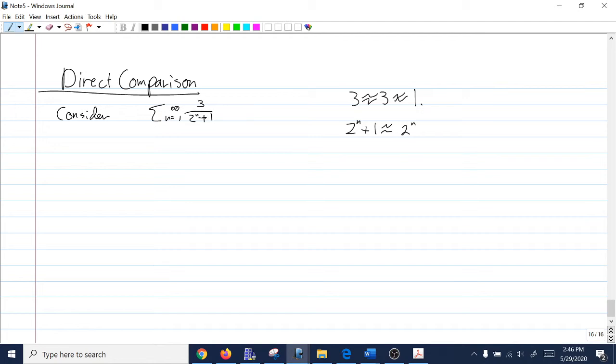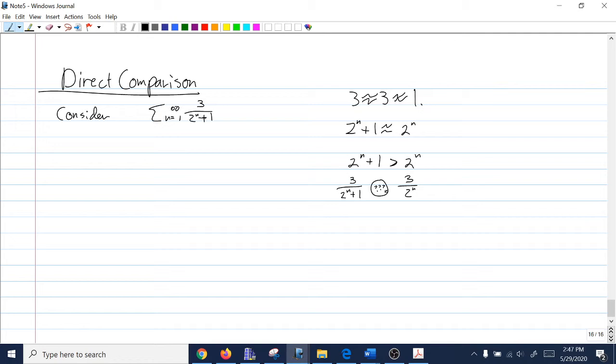In particular, a more detailed version of that is that 2 to the n plus 1 is strictly bigger than 2 to the n. It is basically the same size, but in particular, it is a little bigger. The fact that it's bigger is mostly irrelevant, because it is only a tiny amount bigger, but it is bigger. What do I know about fractions? If 2 to the n plus 1 is bigger than 2 to the n, which it is, what does that tell me about 3 over 2 to the n plus 1 versus 3 over 2 to the n?